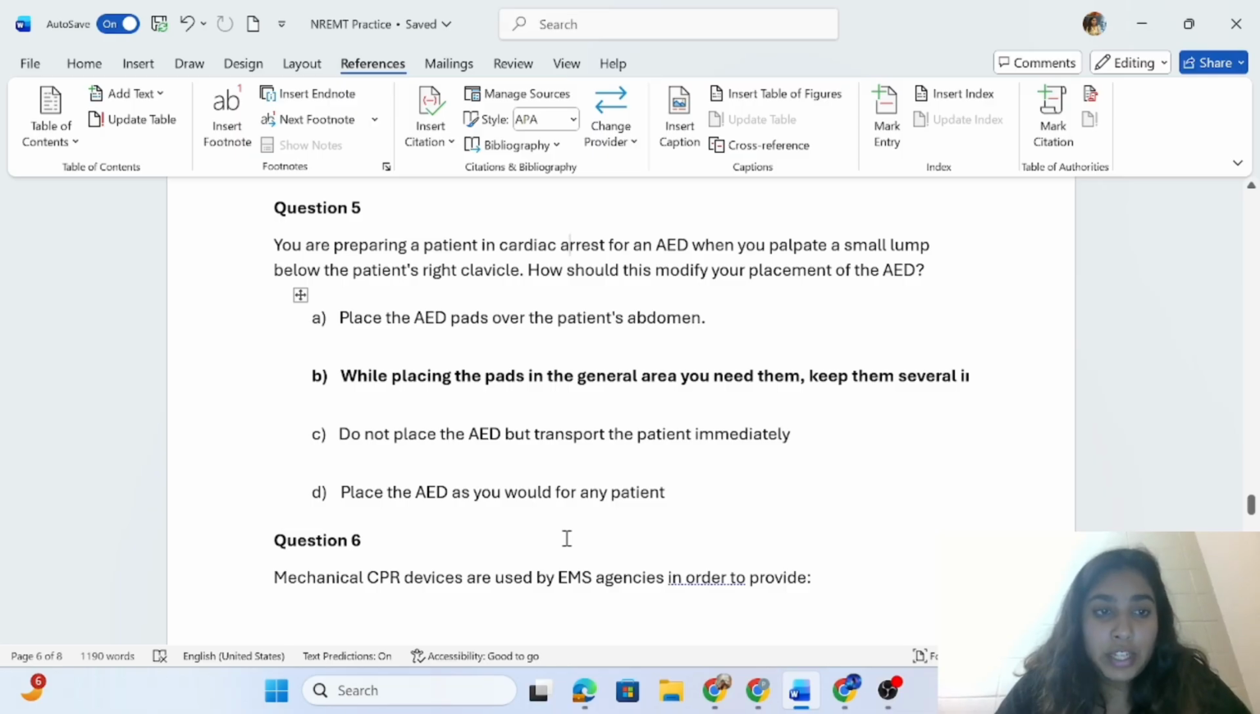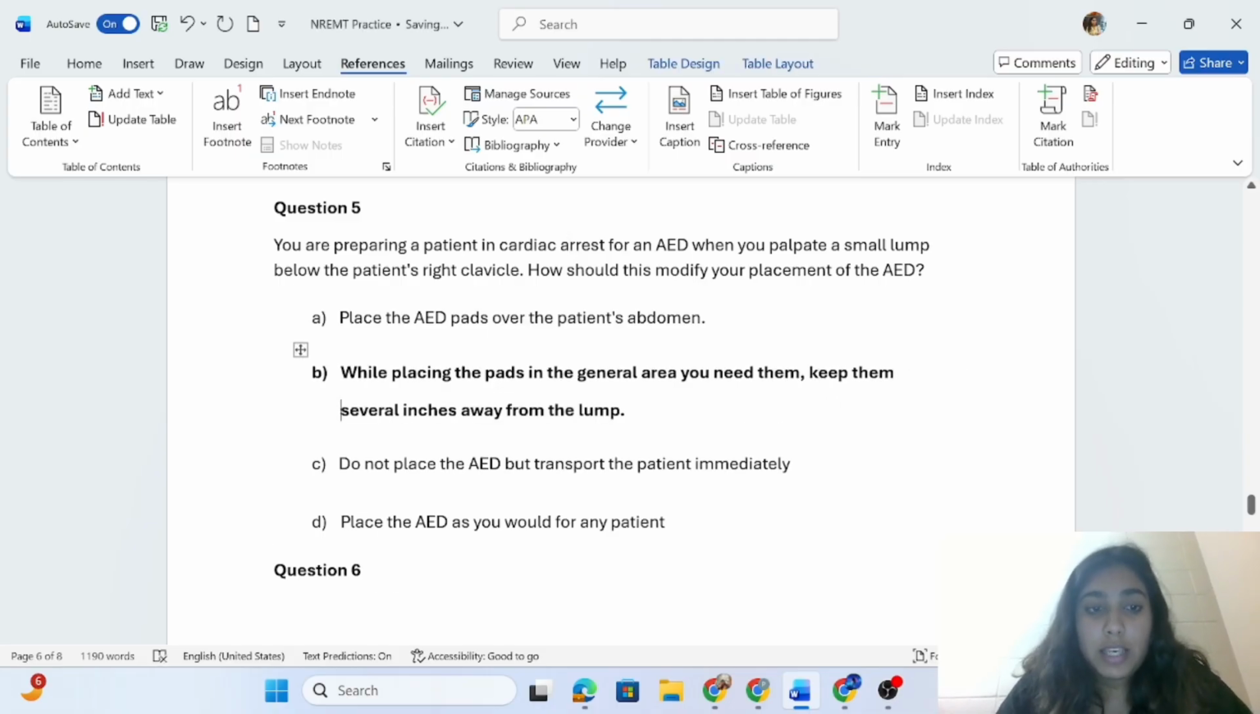Then question 5. You are preparing a patient in cardiac arrest for an AED when you palpate a small lump below the patient's clavicle. How should this modify your placement of the AED? So while placing the pads in the general area, you need to keep them several inches away from the lump. Okay, so that's the correct way.